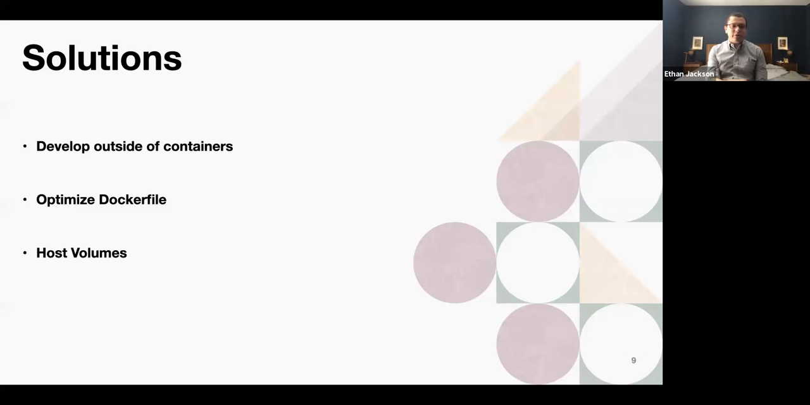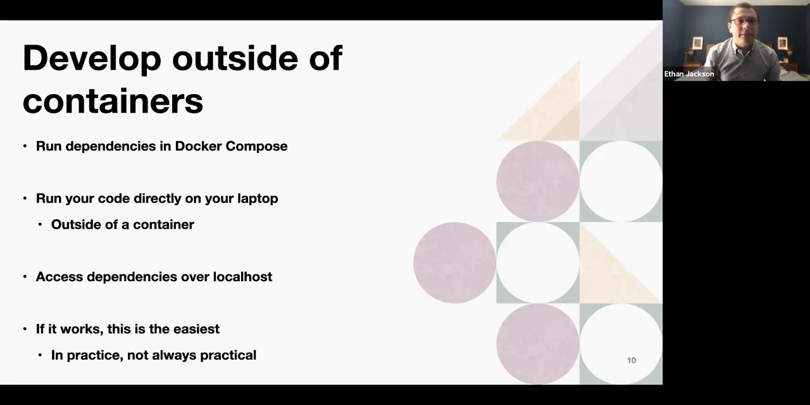So I'll talk about all 3 of these really quickly, and then we'll move on to other stuff. Okay. So developing outside of containers. The easiest solution to slow Docker container builds is to simply not use Docker while developing your code.